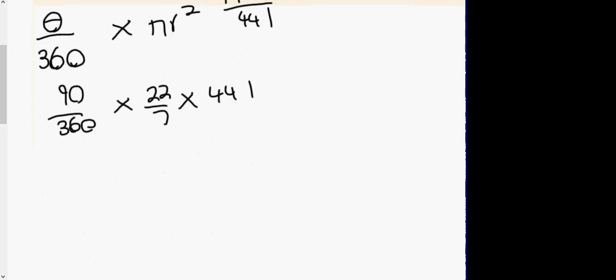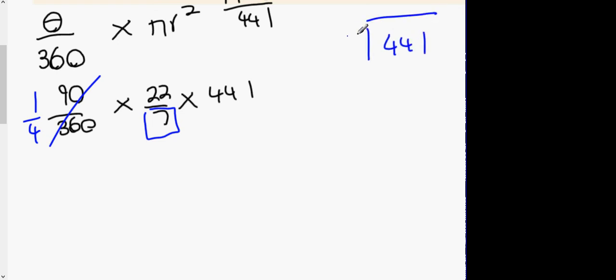What's 90 divided by 360? A quarter. What would be a really good thing? A really good thing is if this 7 here would divide into that 441. Let's find out. And Garrett's pretty confident that goes in 63 times. 6 sevens are 42. Take away 42, we've got 21. 7 into 21? 3 times. Yes.